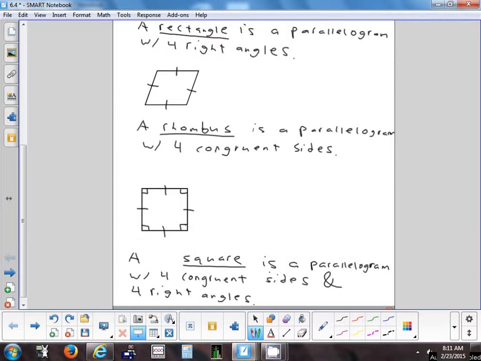And then if you put those 2 definitions together, if you have a parallelogram with 4 congruent sides and 4 right angles, that's a square. If you didn't say 4 right angles, does that make it a rhombus? If it just had the sides, that's a rhombus. What if it had 3 right angles? Well, in a quadrilateral, if you had 3, that automatically means you have 270, and they all add up to 360. So then the 4th one has to be 90.